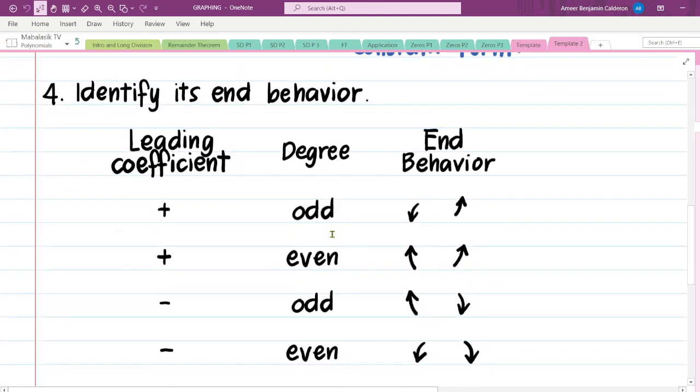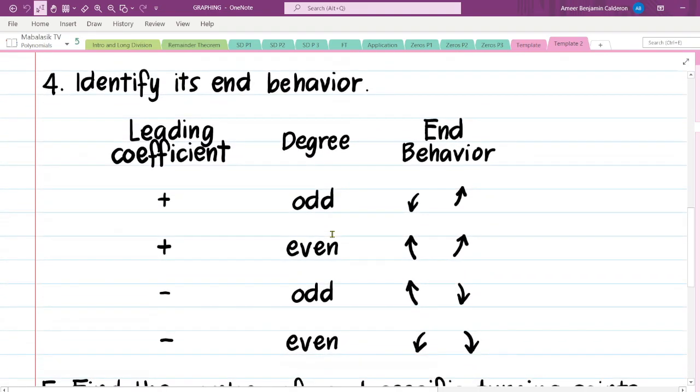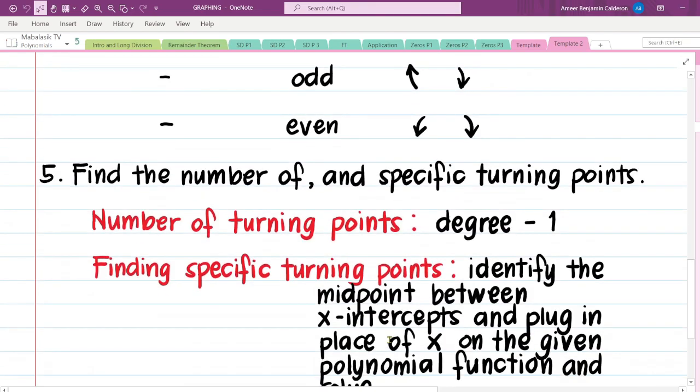Now, the end behavior of the graph has something to do with its leading coefficient and the degree. So we can identify the end behavior. If the leading coefficient is positive and the degree is odd, this is the end behavior of our graph. If the leading coefficient is positive and the degree is even, this will be the end behavior of the graph, and so on.